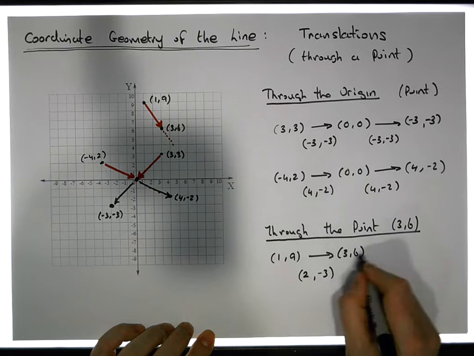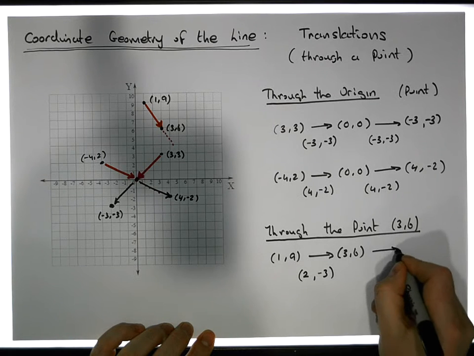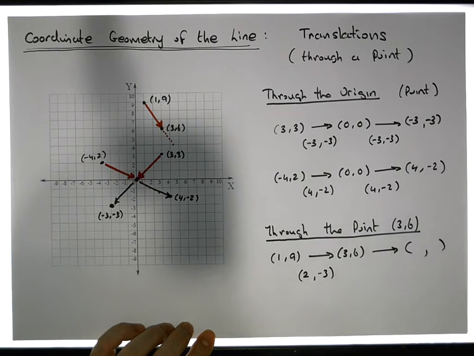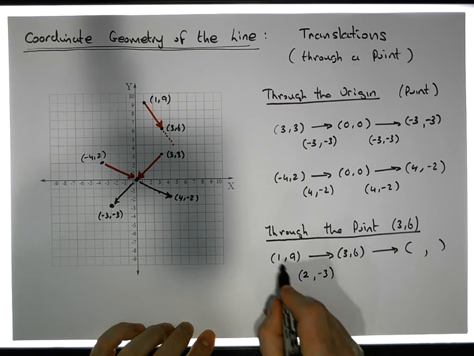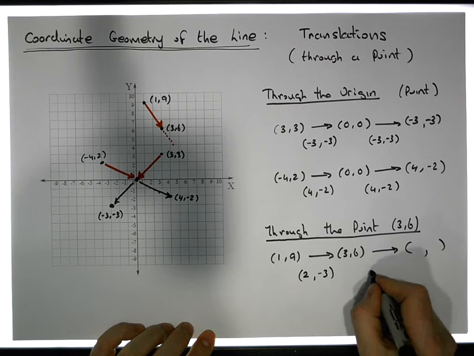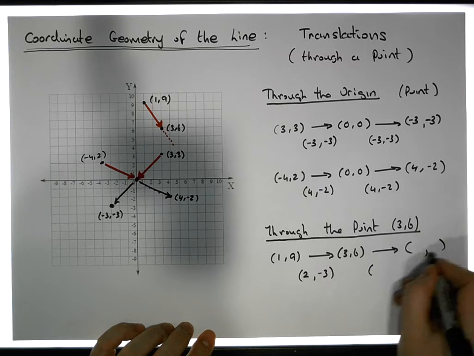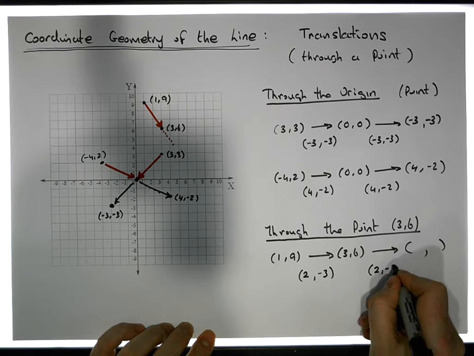Now we want to follow through based off this transformation. So the question is, where do we go to? Why don't we take this linear transformation, what we applied to the 1 9 to get to 3 6, and apply the same thing to 3 6 to see where we go to? So we're going to apply 2 minus 3.